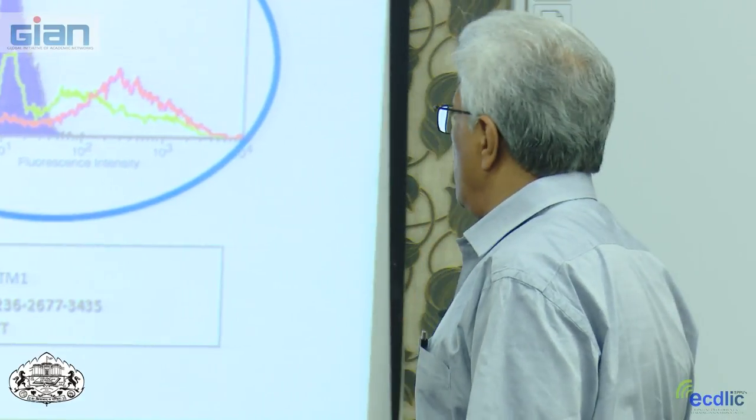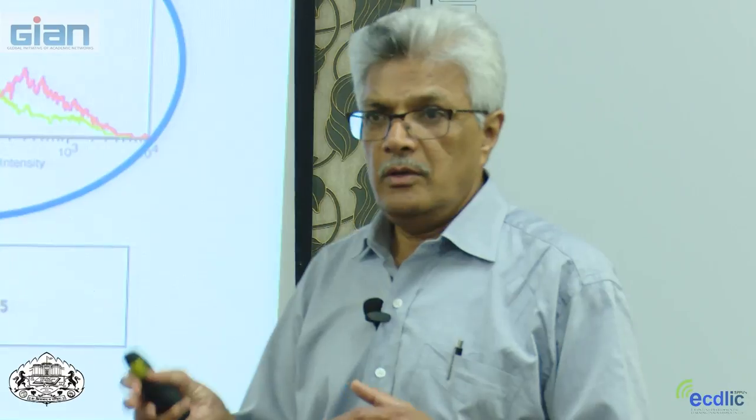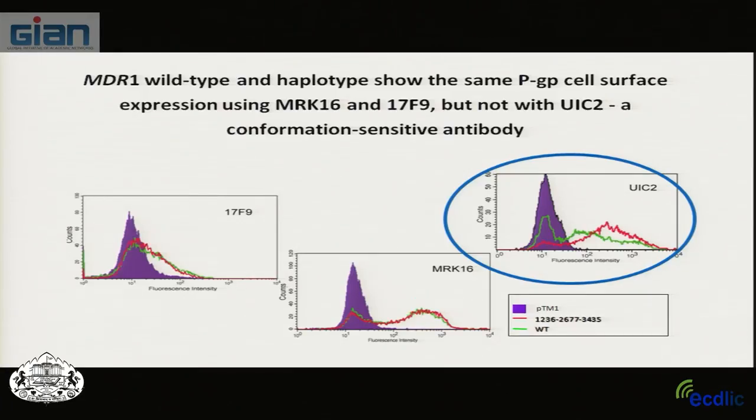These are all monoclonal antibodies, but their epitopes are slightly different. And interestingly, this protein has 6 extracellular loops because we have 12 transmembrane helices. But the epitope for UIC2 is a discontinuous epitope. That means it is on the first extracellular loop and the fourth extracellular loop. Whereas 17F9 is only on the first extracellular loop. And MRK16 is slightly different. So because UIC2 has a discontinuous epitope, a slight conformational change can be reflected in the binding of UIC2. Okay, so this suggested there is at least an indication of a change in protein folding.